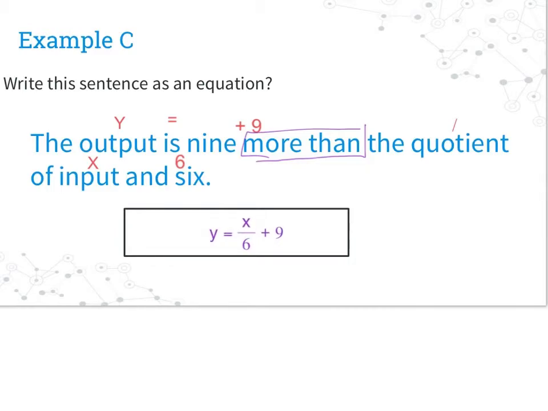Now it's very important when it talks about the quotient that the number that comes first goes on top, or is the numerator. So in this case the x came first in my sentence and 6 came second. So x is going to be the numerator and 6 is going to be the denominator. The number that comes first after the word quotient is the numerator, and the number that comes second is the denominator. And notice I have my plus 9 at the back because my "more than" caused the 9 to go to the back.